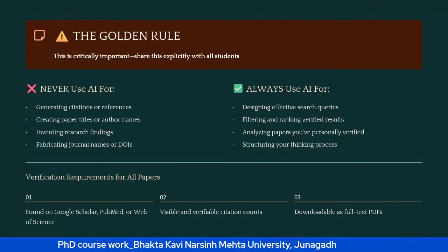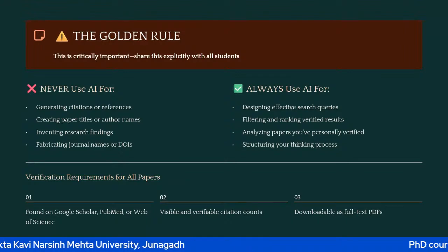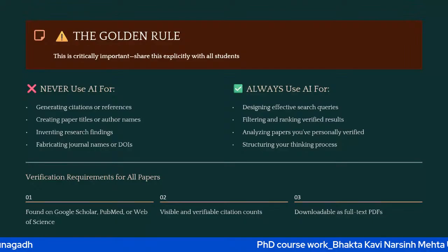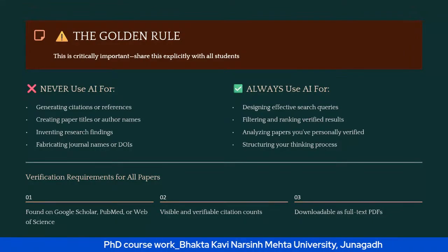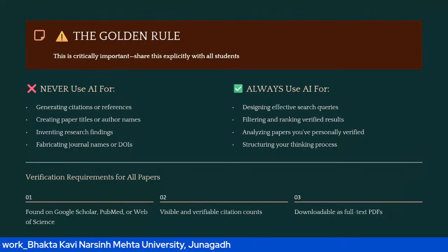So how do you have to use this? Never use the AI directly. You have to use the AI in this way: design effective search queries, filter and rank the verified results, and after that analyze the papers manually, and then structure your thinking process only, right? So this is the way you have to do it.